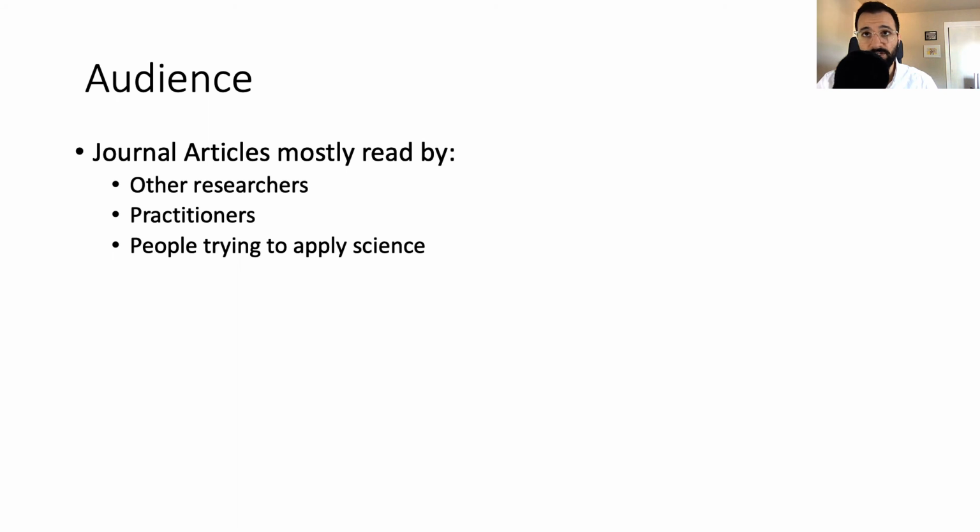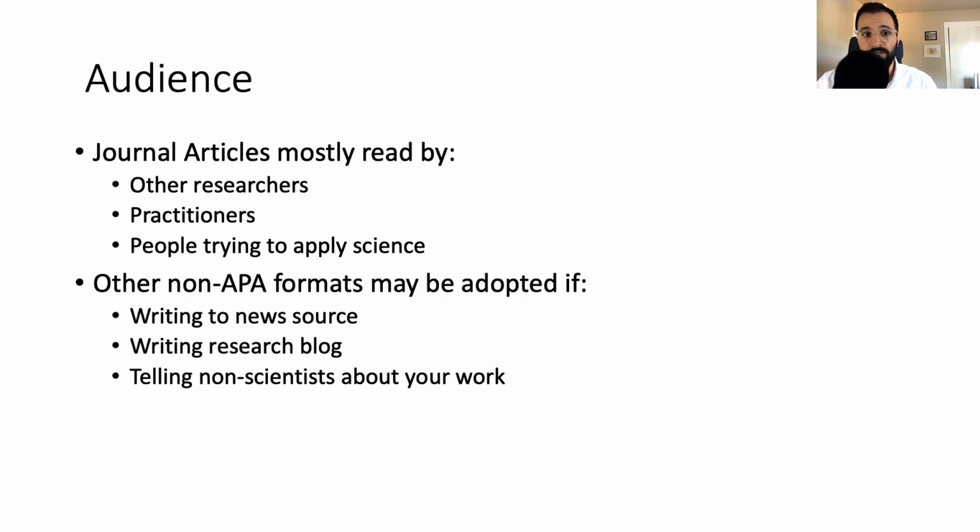And so scientists don't always only write in APA style because they don't always only write for other researchers and practitioners. Sometimes we adopt non-APA formats to try to write to news media, news outlets. Some people have research blogs where they try to communicate their science more colloquially. But really, anytime you're trying to tell non-scientists about your work, you're going to have to adopt a slightly different set of rules.